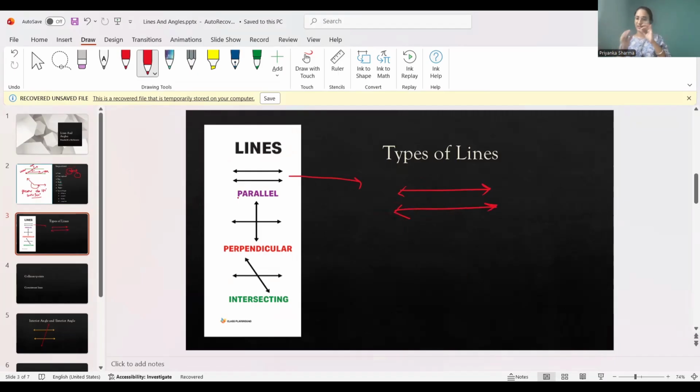How much we can extend it, but they will not meet at any point. They will never meet at any point. These are called parallel lines.